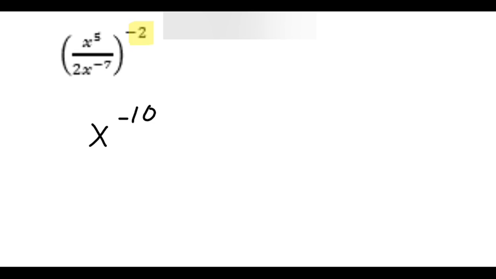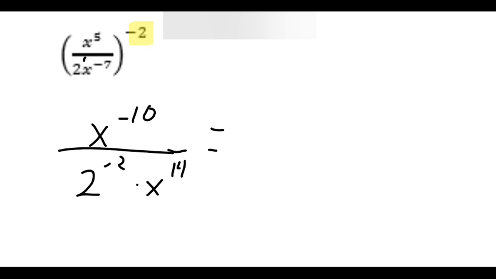Okay. Remember, this is 2 to the 1st. So we make that 2 to the negative 2nd, because 1 times negative 2 is negative 2. And then x, negative 7 times negative 2 is 14. Okay, so we've gotten rid of parentheses. All right.